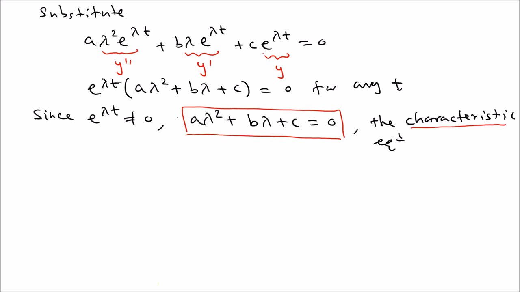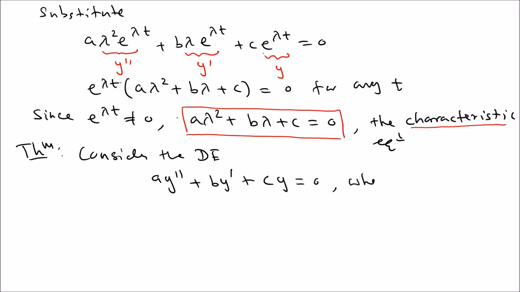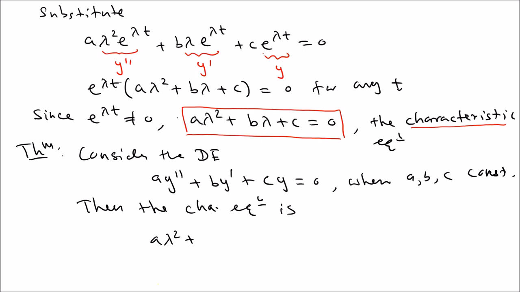So the theorem. Consider the differential equation a y double prime plus b y prime plus c y equals 0, where a, b, c are constants. Then the characteristic equation is simply a lambda squared plus b lambda plus c equals 0. So you simply replace the derivative terms by lambda powers.